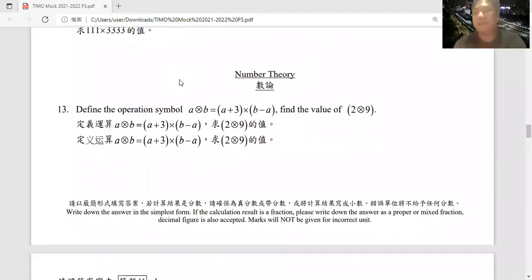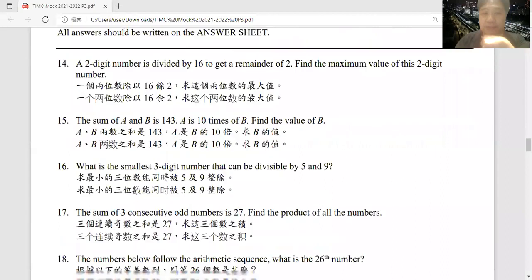Now 13. Now this is straightforward. You just put the correct number in the correct place. So this is just (2 plus 3) times (9 minus 2). So 5 times 7, which is 35. Finish. Nothing special. Okay, 14.